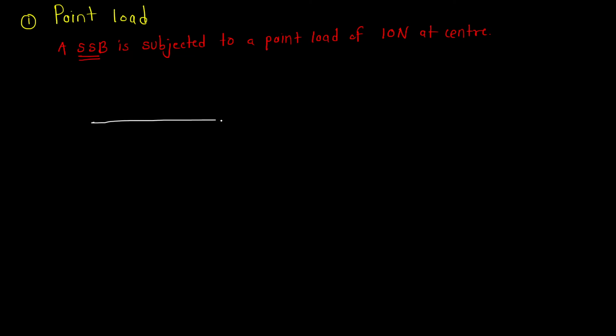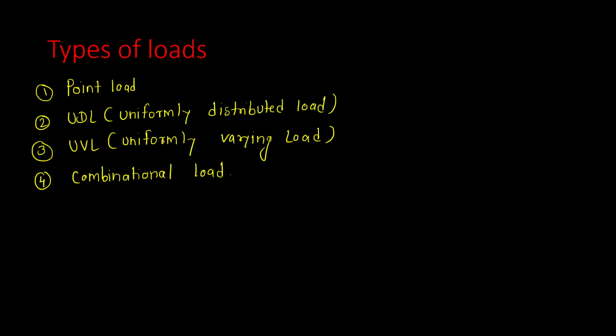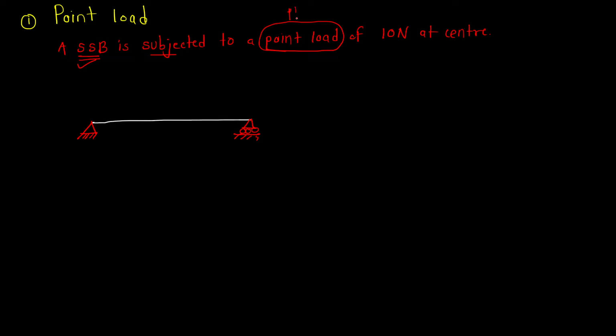So this is a beam. In a simply supported beam, one end is hinge and another end is roller. So the first part is completed, a simply supported beam. Now it is subjected to a point load. Here comes the main part. We know there are four types of loads: point load, UDL, UVL, and a combination of these three. So how to denote this point load? It is denoted by one straight arrow. So this is a point load.